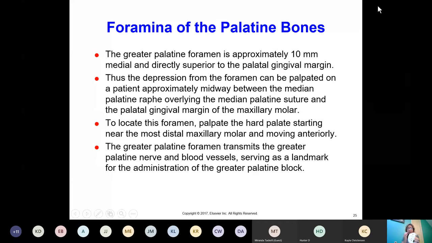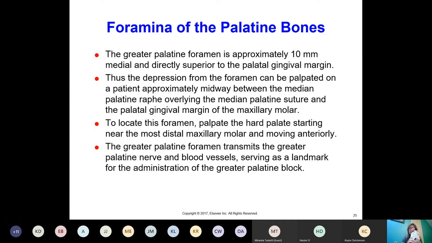So again, when you're giving this injection, since the patient's head is going to be leaning back, we're going to be locating the foramen, but our needle placement's going to be just a little bit more anterior so that when the anesthetic flows, because the head's tipped back, it will flow right to that foramen because the nerve comes through that foramen.